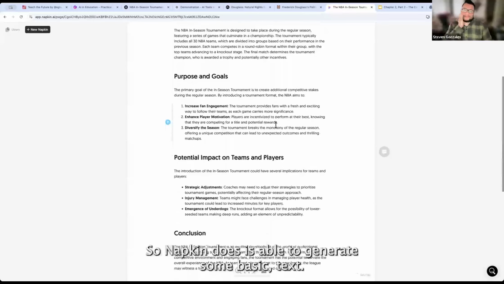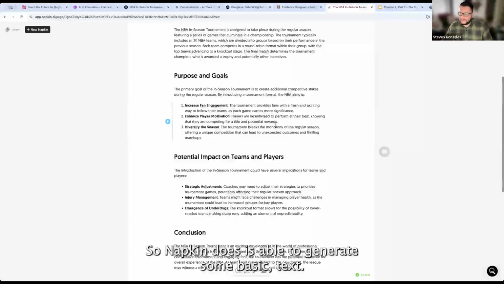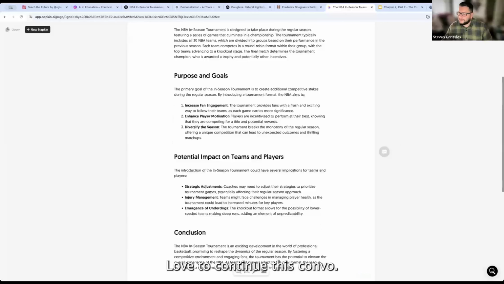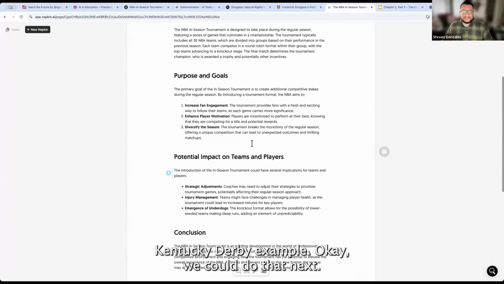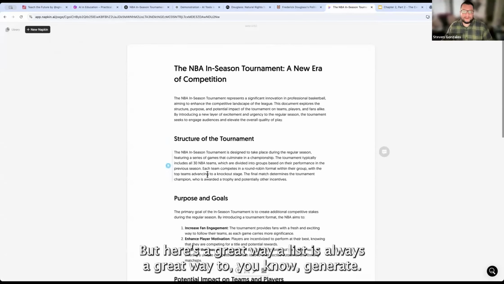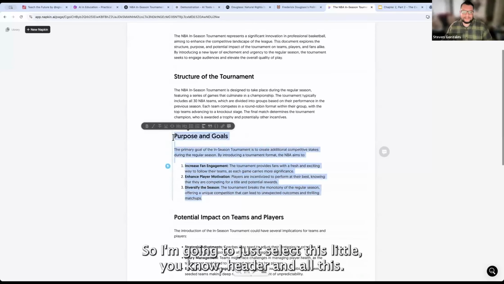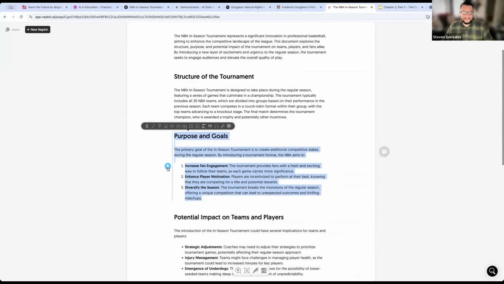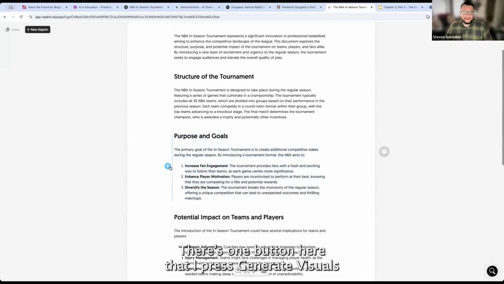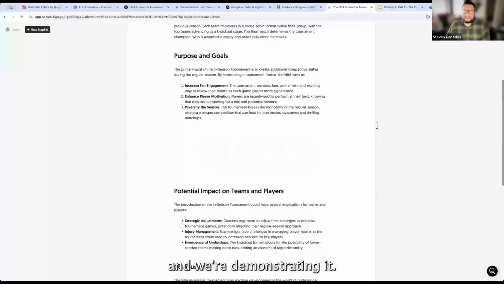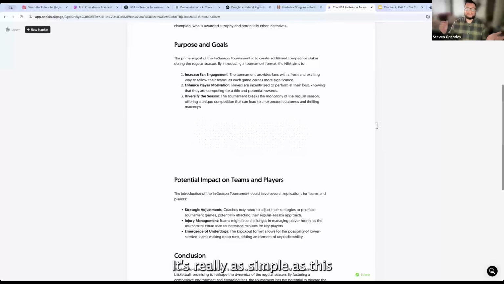Right. So Napkin is able to generate some basic text. Love to continue this convo. Kentucky Derby example, okay, we could do that next. But here's a great way. A list is always a great way to generate. So I'm going to just select this little header and all this. There's one button here that I press, generate visuals. We're demonstrating it. It's really as simple as this.